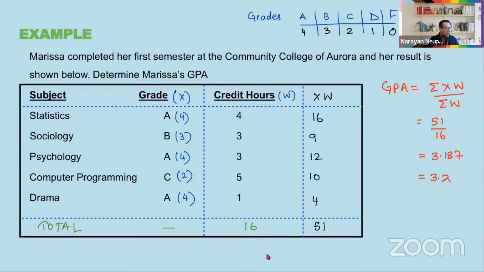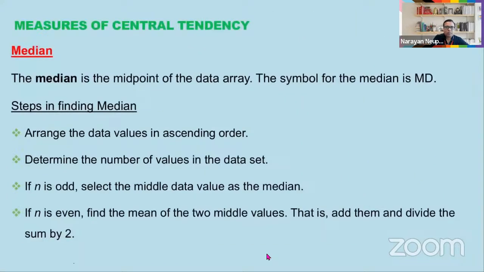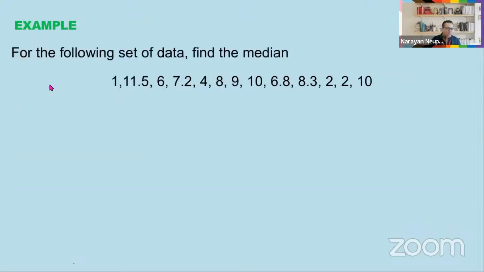The next one is going to be the median. Okay. And when we say median, median is the middle point in the data array. So in order to find the median, you have to arrange the data and find what is in the middle. The value that is in the middle of the arranged data, that is called the median. Okay. So let's take an example so that this will make more sense.